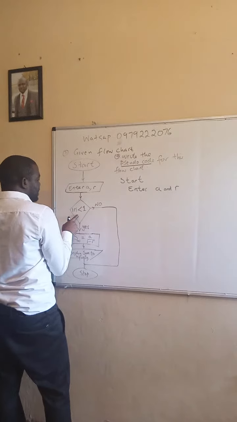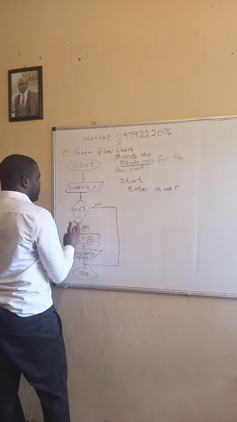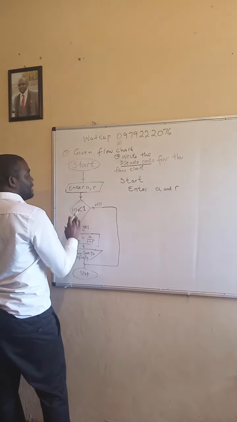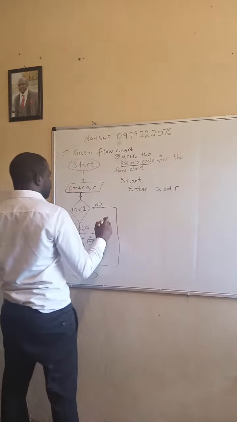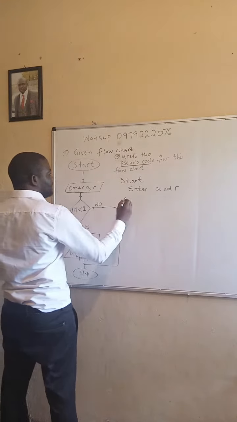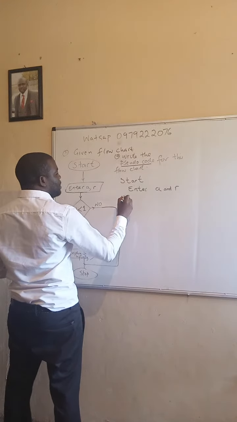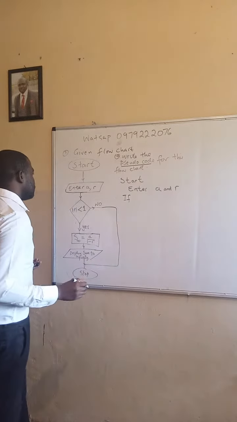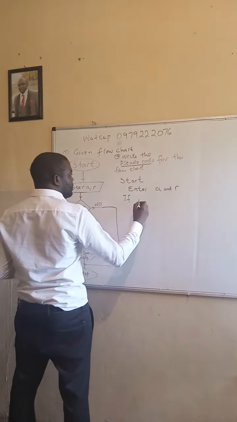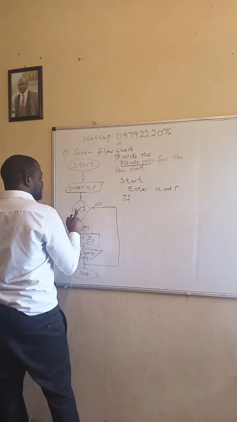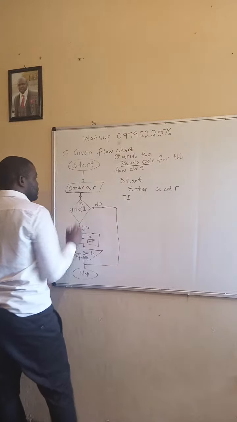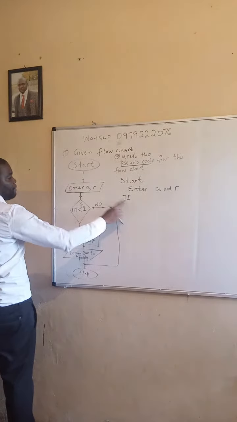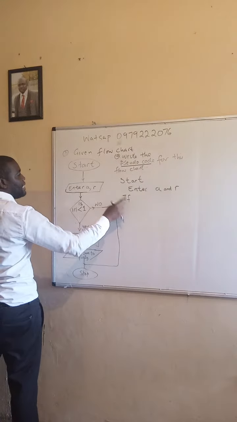The next is the decision box. You see, this is a decision box. So this decision box starts with if. Wherever there is a decision, when it is this side, it becomes if.